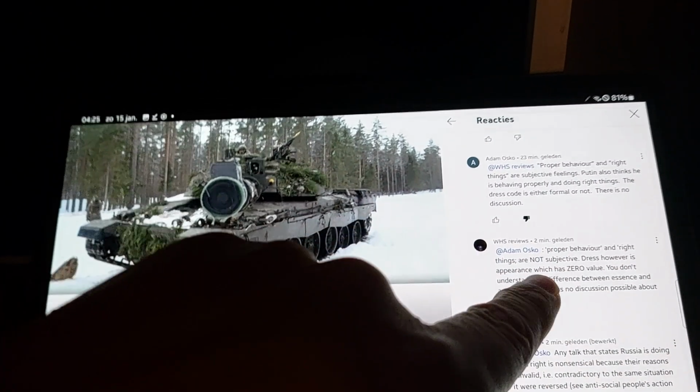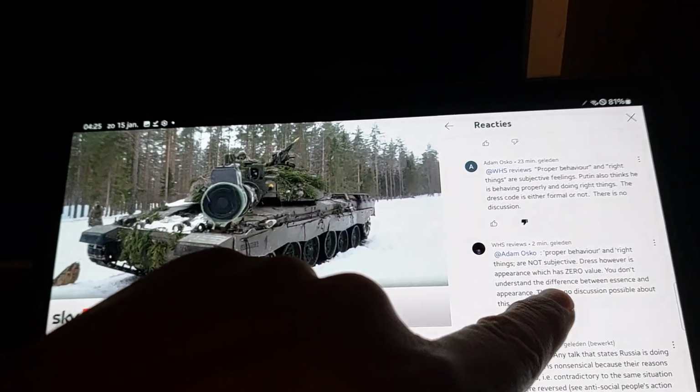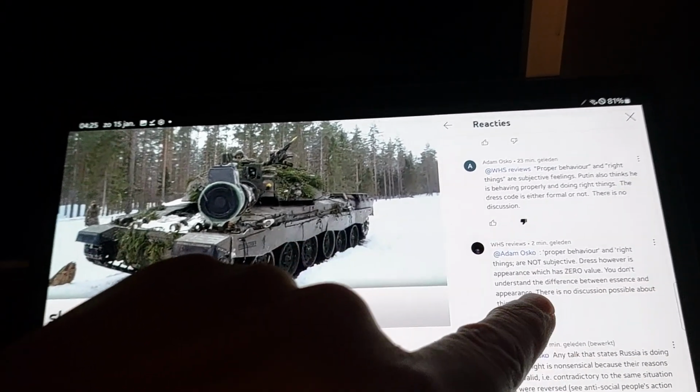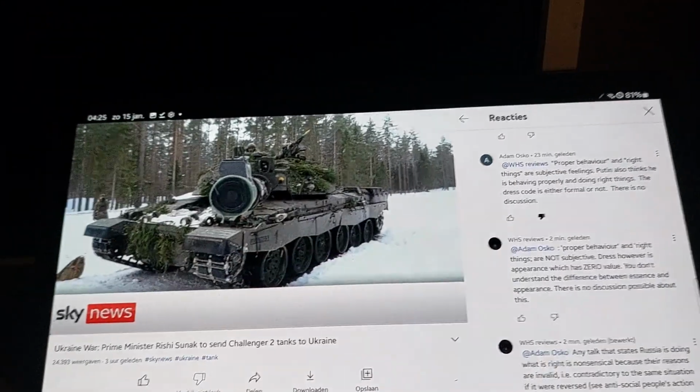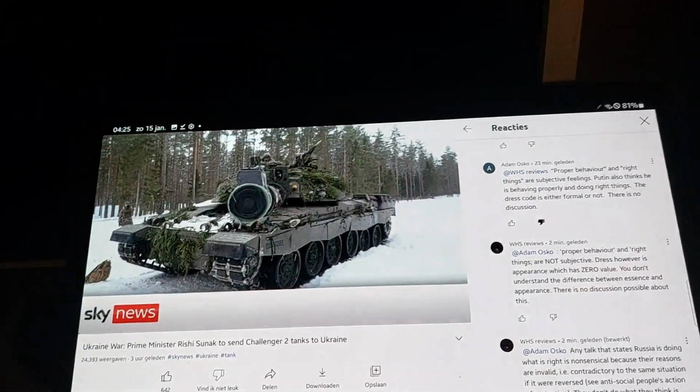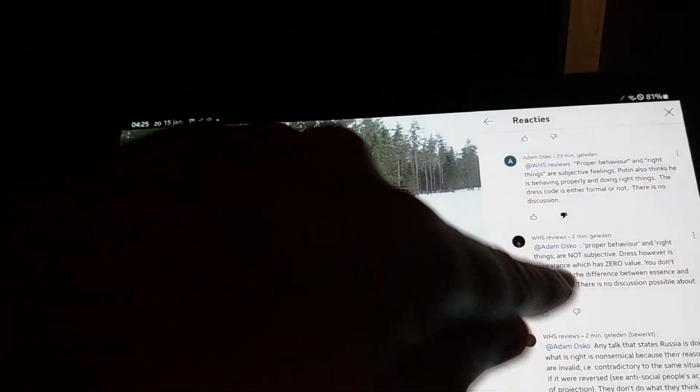Dress code, however, is appearance with a zero value. You don't understand the difference between essence and appearance. There's no discussion possible about this. So he cuts it off, I cut it off. I use his tactic against him. This is bullshit.